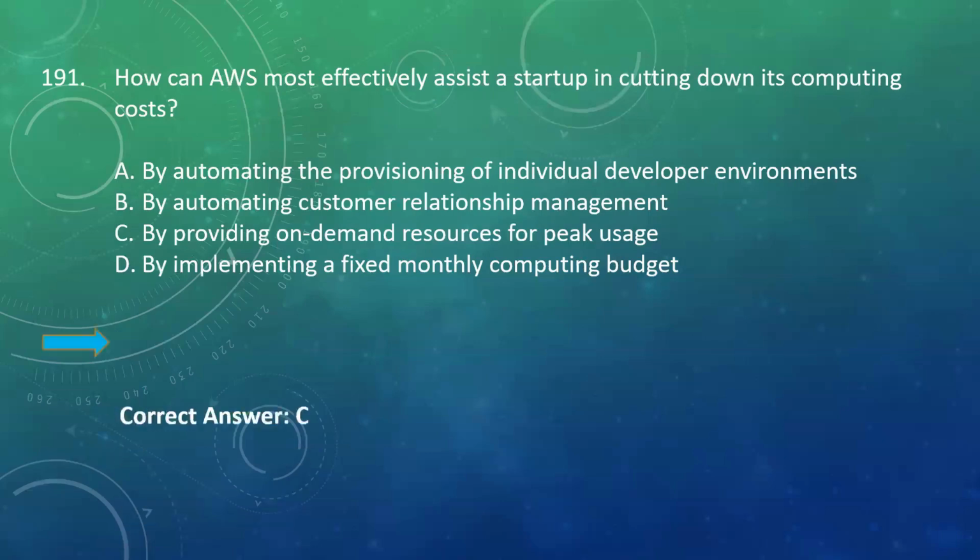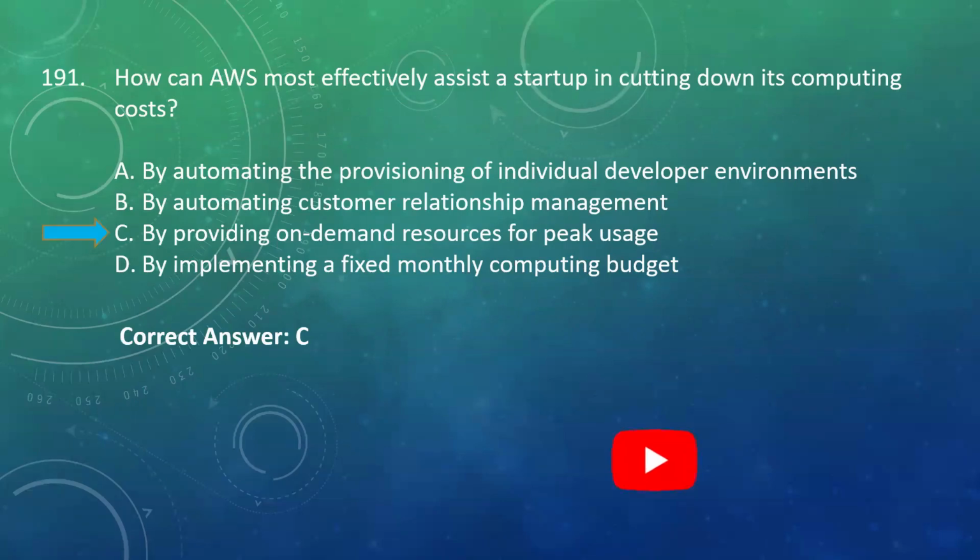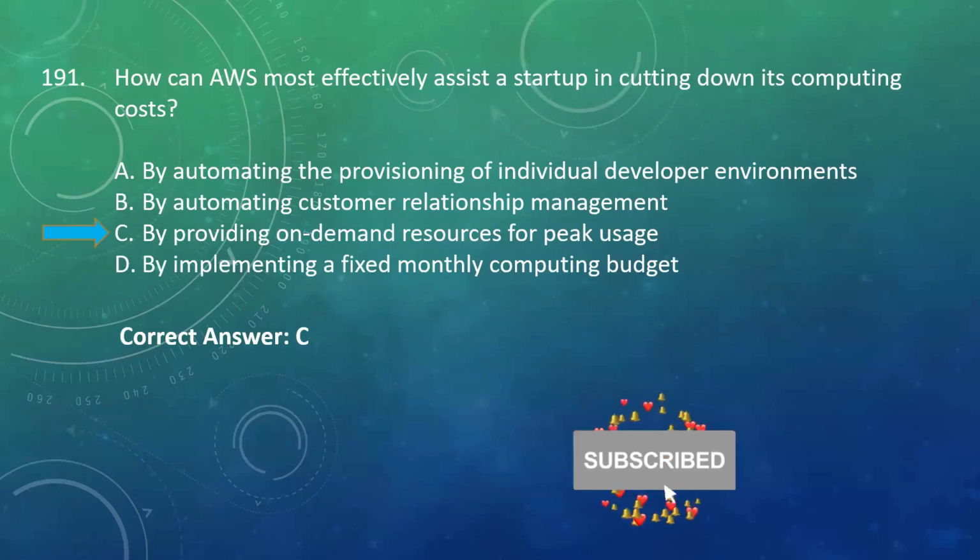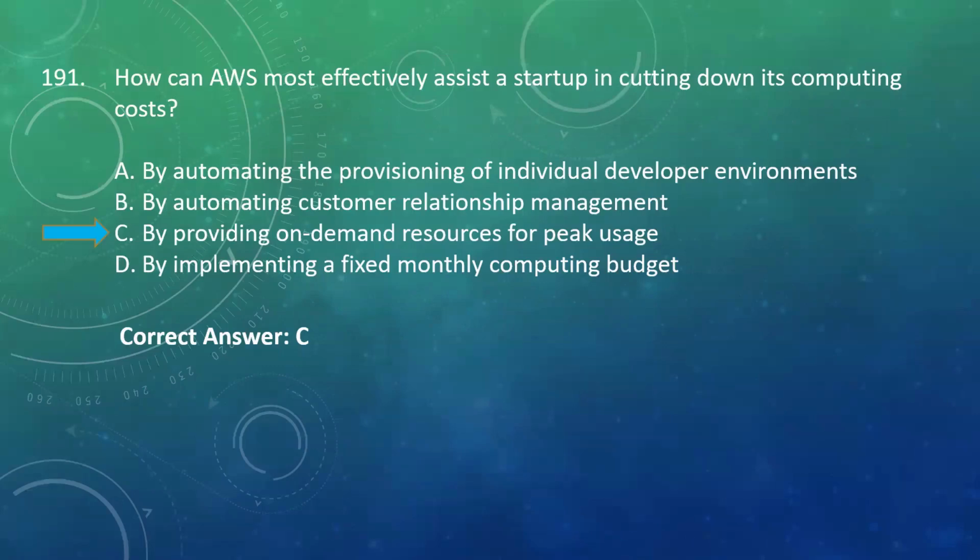AWS offers services that allow startups to dynamically scale their computing resources up or down based on actual demand. This elasticity helps optimize costs by avoiding over-provisioning and paying only for the resources used during peak times. With services like Amazon EC2 autoscaling and Amazon RDS autoscaling, startups can automatically adjust their resource capacity to meet traffic patterns.